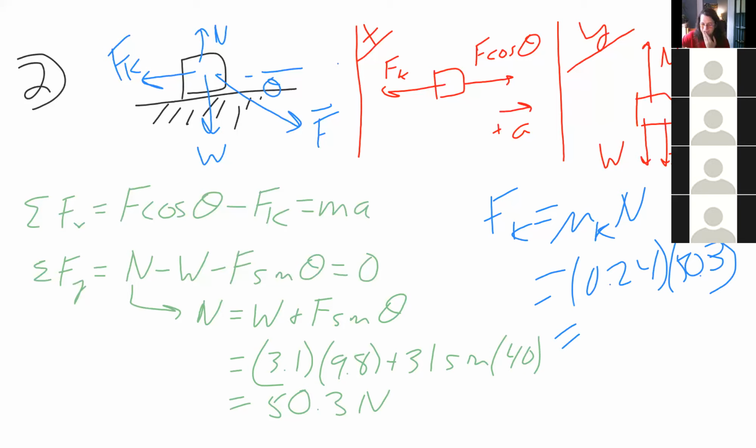Run out of room a little bit there. If I go and solve this, then I'll get a magnitude of about 12 with these numbers. Yours will be different. And that will be part A.